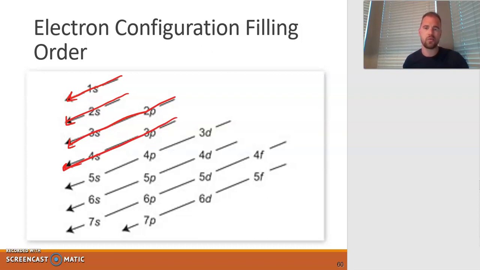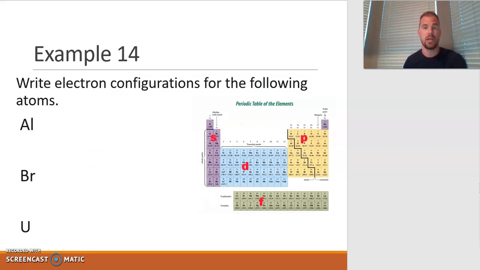To be honest, I don't really like using this. I honestly just like looking at the periodic table and looking at it from that perspective. And so that's what I'm going to teach you. I'm going to teach you how you can write electron configurations and fill the orbitals, or fill the atom with electrons, just by looking at your periodic table. So make sure you have your periodic table handy as we go through example 14.